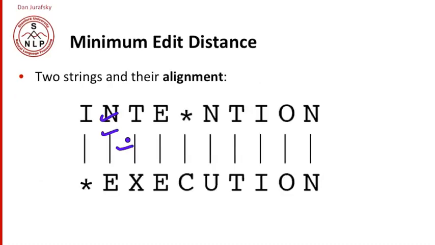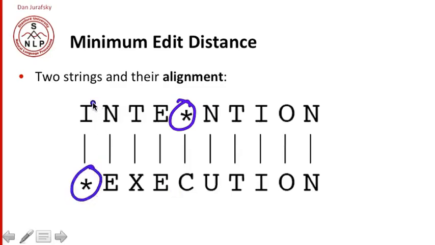So for example, we have the string intention and the string execution. Here's an alignment showing that many of the letters line up with some substitutions, and then there are some gaps, where a gap here lines up with a letter C in execution, and a gap in execution lines up with the letter I in intention, and so on.